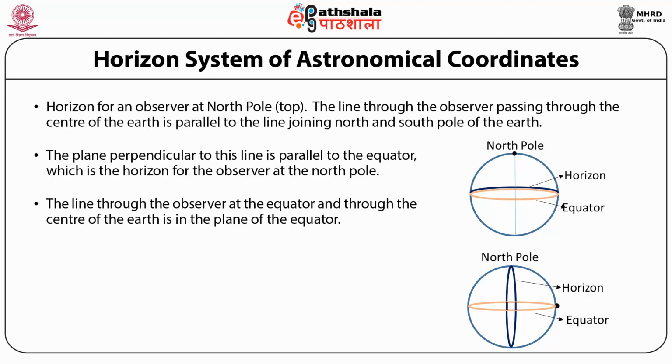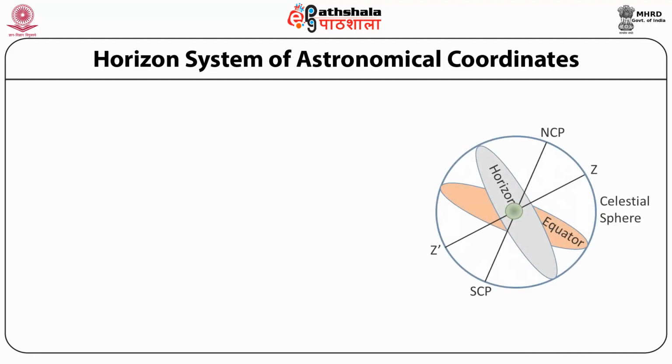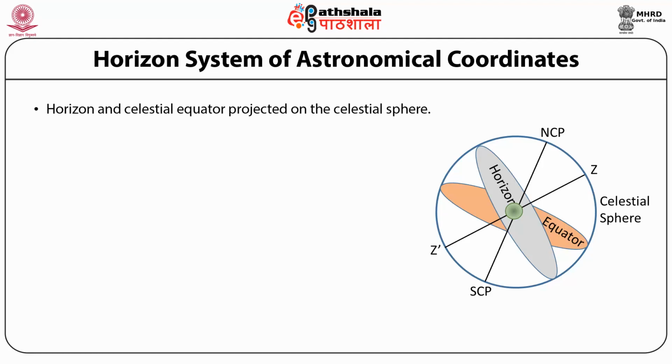For an observer at the equator, the line through the observer at the equator and through the center of the earth is in the plane of the equator. The plane perpendicular to this line is the horizon of the observer at the equator. The projection of the equator on the celestial sphere gives us the celestial equator. Similarly, the projection of the horizon on the celestial sphere gives us the celestial horizon. Horizon and celestial equator are projected on the celestial sphere with Earth as the center. This is shown in the picture.